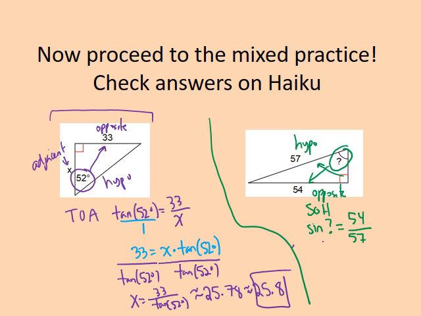But we're not looking for a side, we're looking for an angle. So when we're looking for angles, we use the sine inverse. So question mark equals the sine inverse of 54 divided by 57. When we do the sine inverse of 54 divided by 57, we get 71.3 degrees, which is approximately 71 degrees.